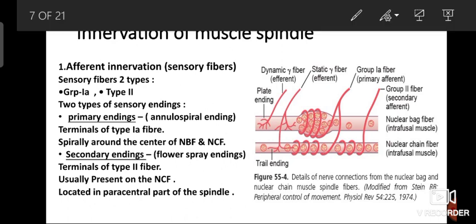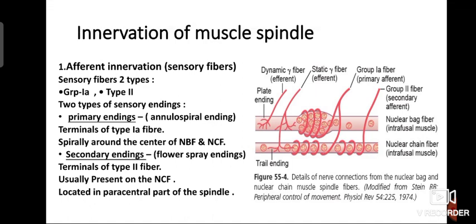Now, as you see in this diagram taken from Guyton, there is a nuclear bag fiber and this is a nuclear chain fiber. The nuclear bag fiber has a primary ending, or group 1A fiber, and it also ends on the nuclear chain fiber. Then group 2 fibers only terminate on the nuclear chain fiber. The others are the motor innervation of the muscle spindle. We discuss it in the later part of the presentation.